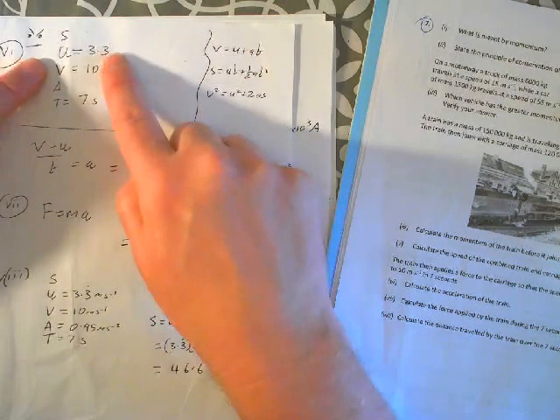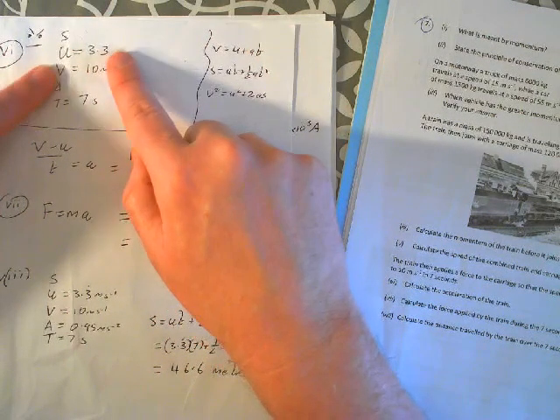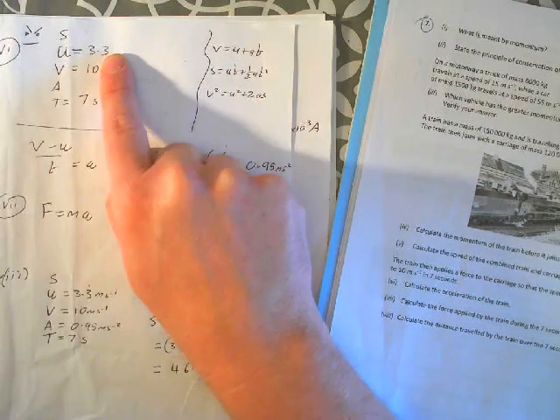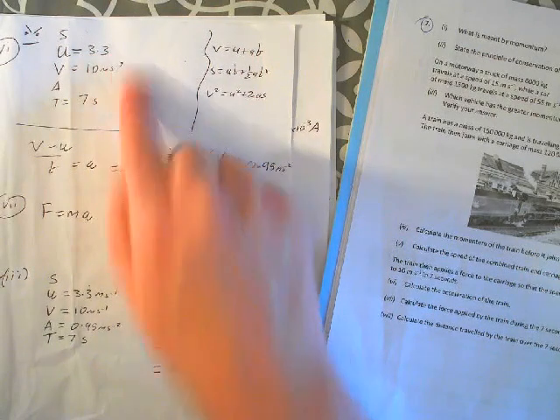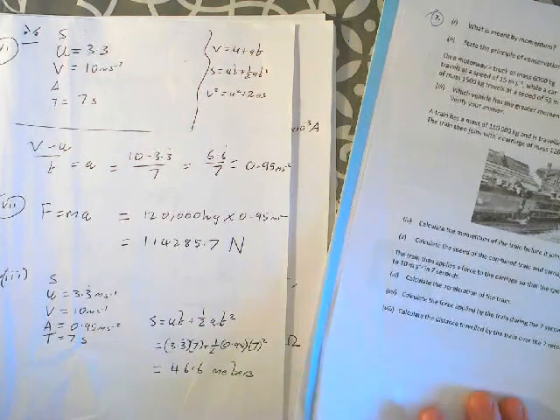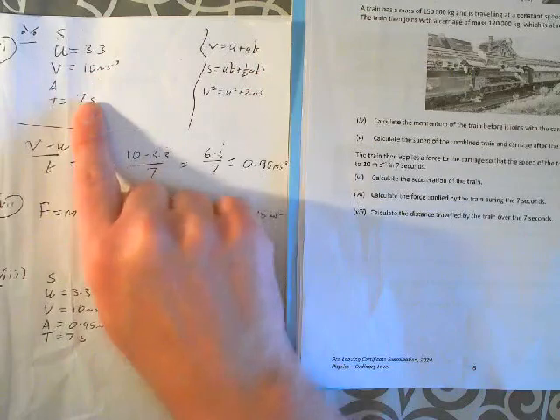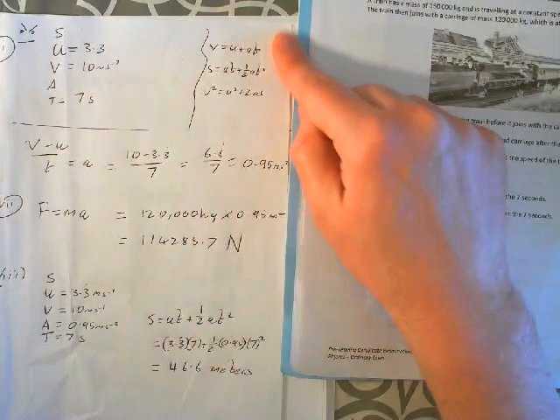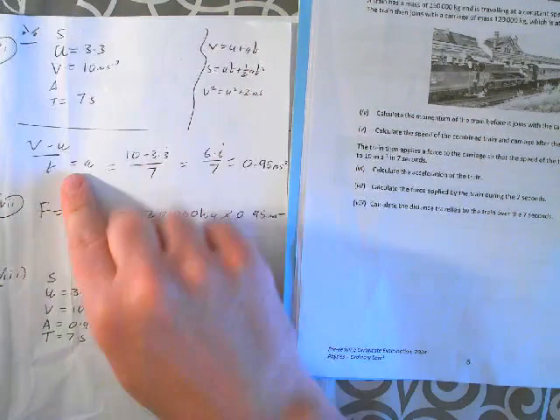This is the case where I could be wrong on this one, guys. It could be that our initial velocity here is meant to be 0, but I'm going to go off the fact that it's after the collision. So we've got an initial velocity of 3.3 meters per second that it's moving off at. It applies a force to bring it up to 10 meters per second in 7 seconds.